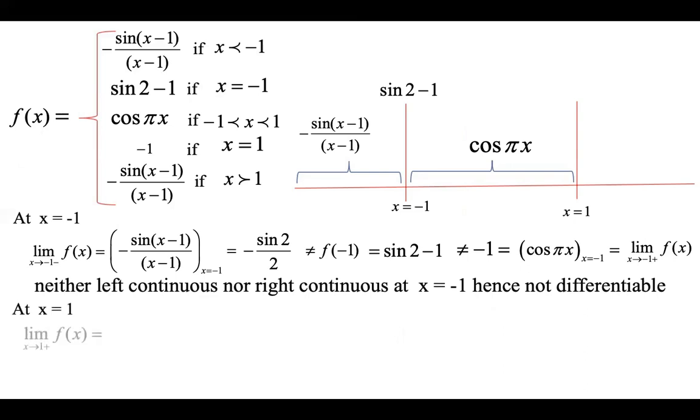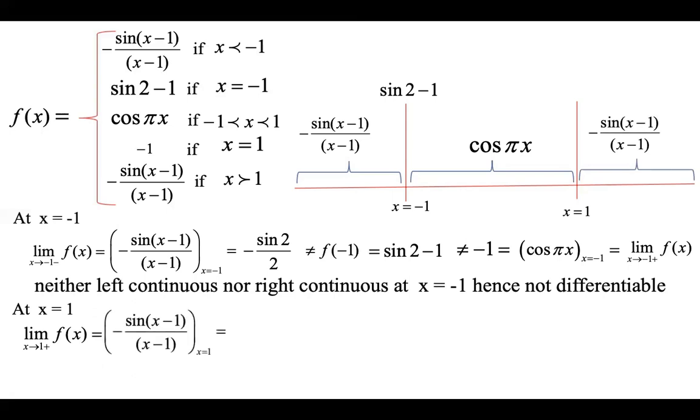Now, let me check at x is equal to 1. Limit of f(x) as x tends to 1 plus. In the right side of 1, function is given by minus of sin of x minus 1 by x minus 1. When we calculate this limit at x is equal to 1, we got it to be the minus 1. But this is exactly the value of the function at x is equal to 1. That implies that right limit is same as the value of the function, means the function is right continuous at 1.